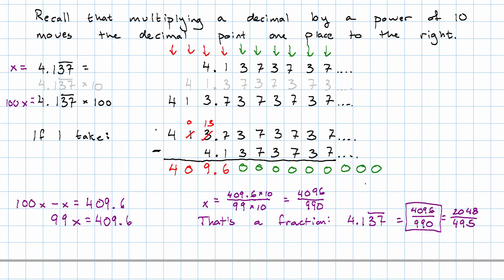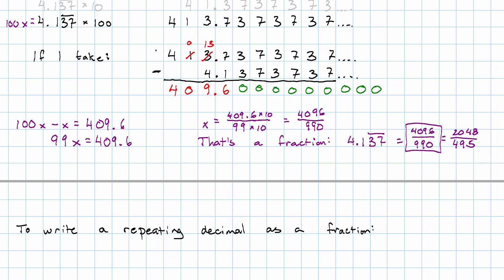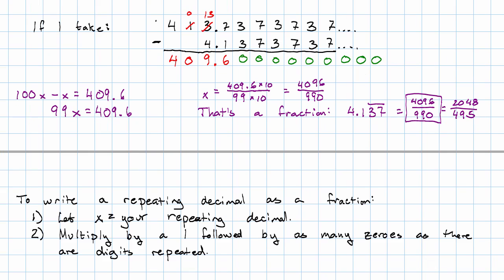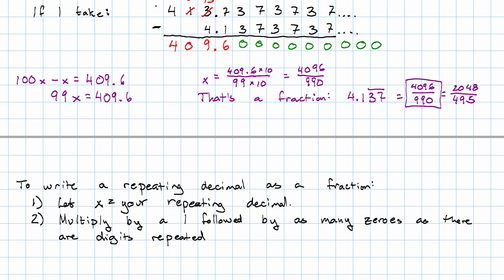So what do we do? To write a repeating decimal as a fraction, let x equal your repeating decimal. Then, multiply by a 1 followed by as many zeros as there are digits repeated. Then subtract and solve for x.